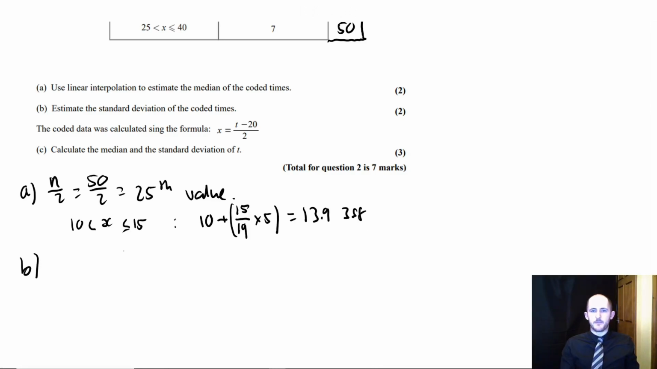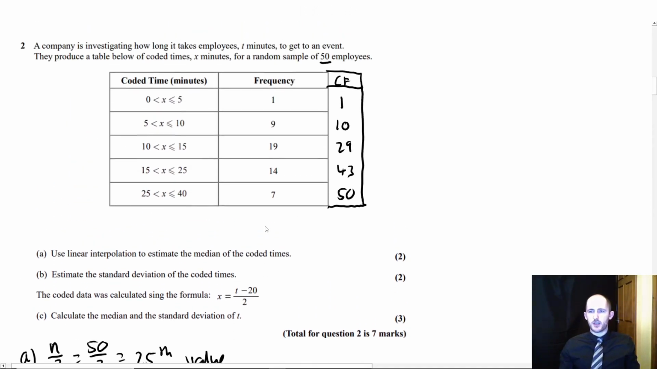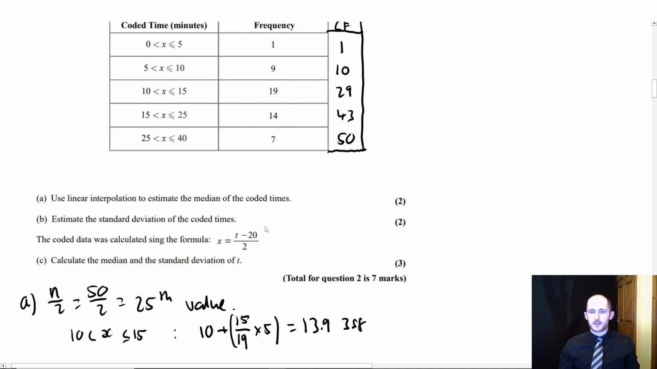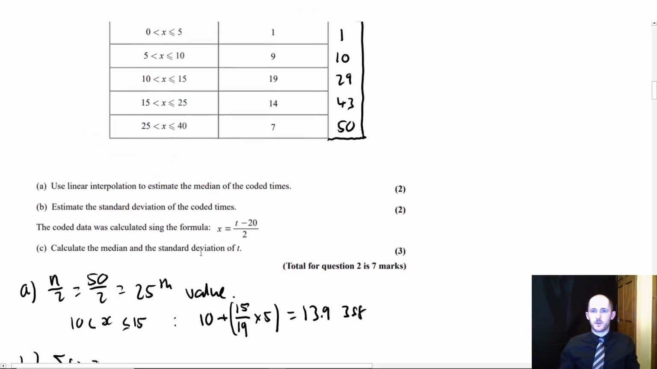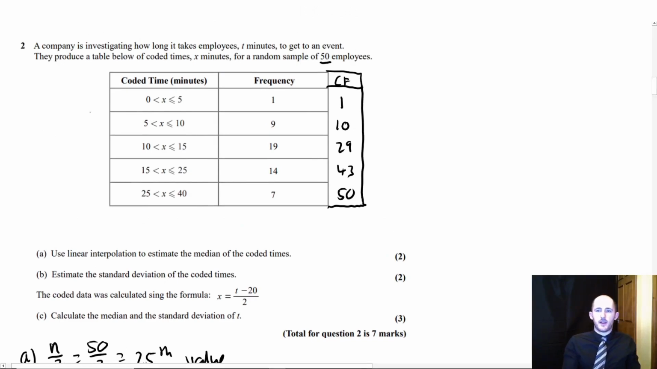For part B. Estimate the standard deviation of the coded times. Okay, so standard deviation, you know what we need to do. We have to do sum of fx and then sum of fx squared as well. So again, if you want, we can write out the midpoints. 2.5. 15 plus 25 is 40, divided by 2 is 20. And 25 plus 40 is 65, divided by 2 is 32.5.